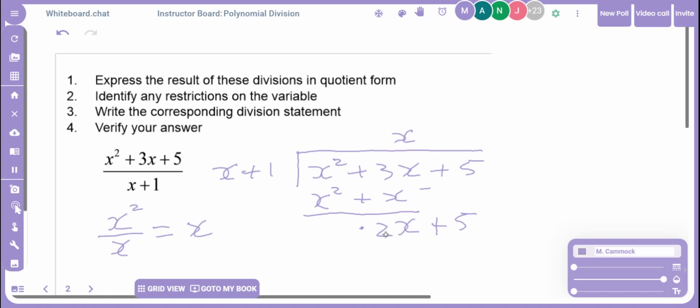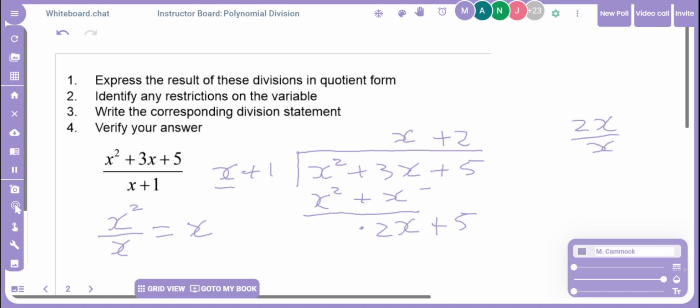I'm going to divide that 2x by the first term of the divisor, so 2x divided by x. That, of course, is going to give me 2. So I'm going to put that 2 here. And again, Jeremiah, I'm going to put that 2 over the constant term because 2 is a constant. Does it matter? Not really.